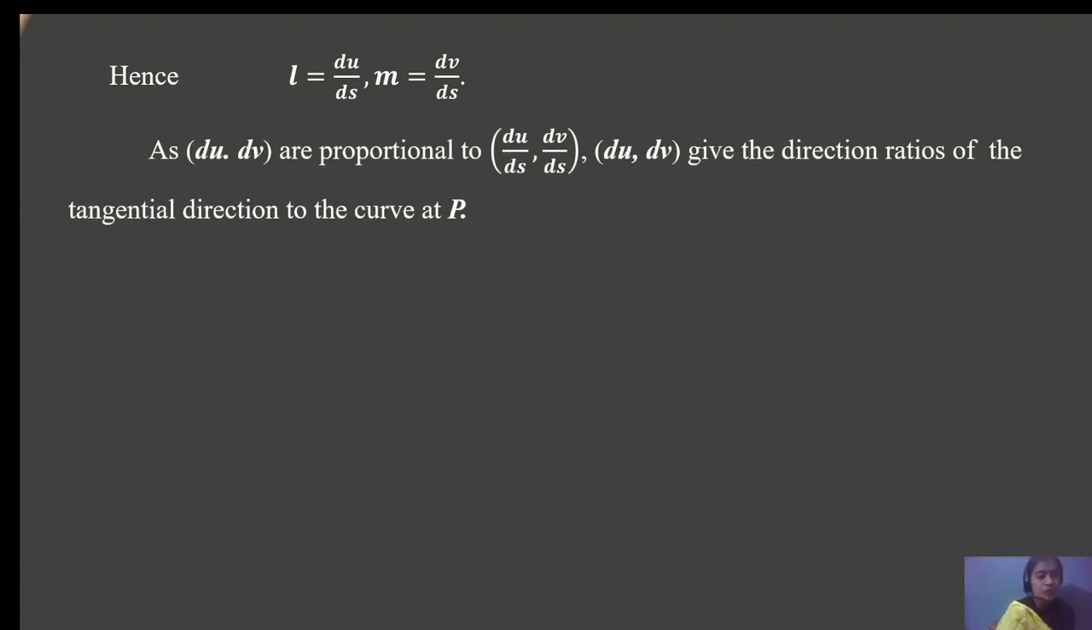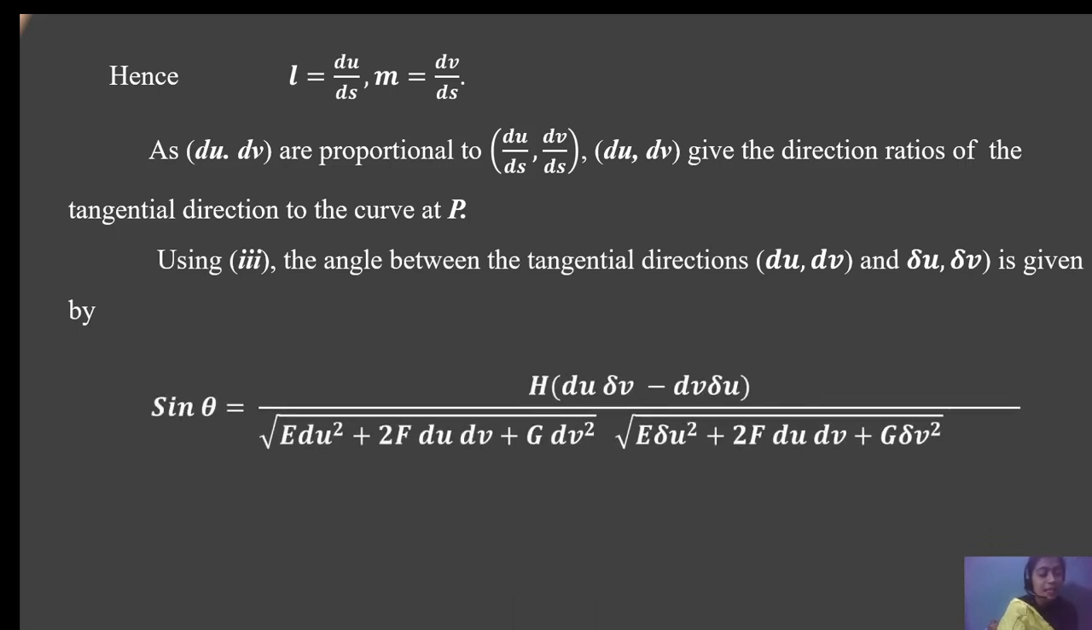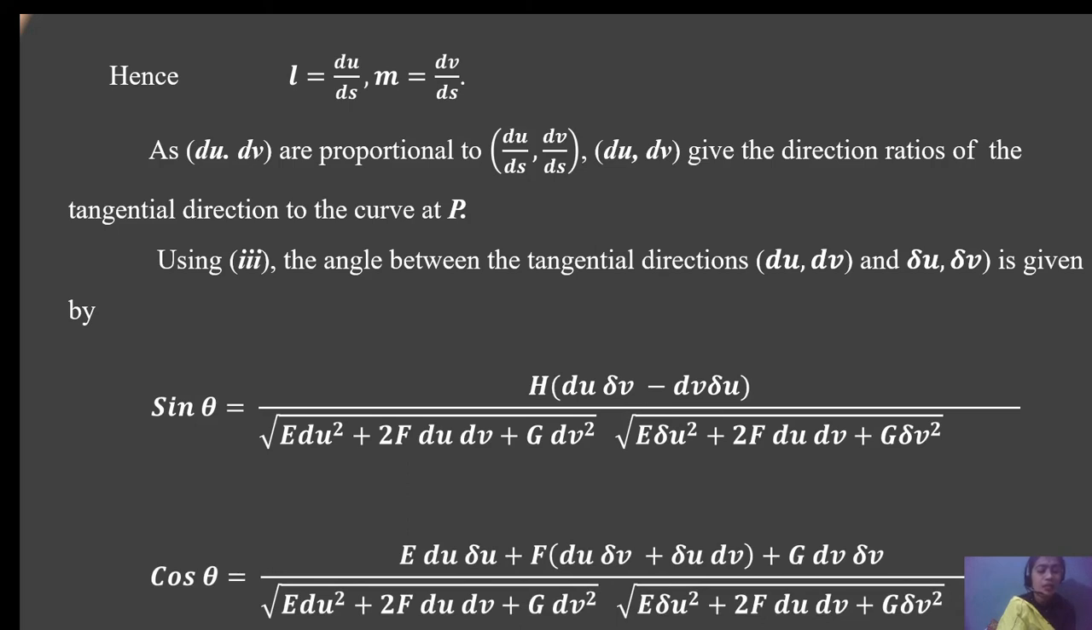Then put both of these values, du and dv, proportional to du upon ds and dv upon ds; its direction ratio is generated for the curve. Then equation 3 is generated, and putting all these values into the equation, sin theta equals H (du delta v minus dv delta u) divided by the square root of (E du square plus 2F du dv plus G dv square). The same square root appears in the equation. Cos theta is generated as (E du delta u plus F (du delta v plus dv delta u) plus G dv delta v) over the same expression, so equation 3 is generated.